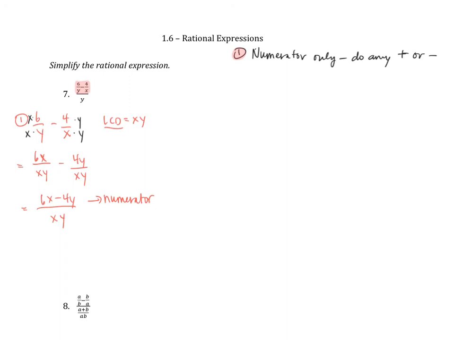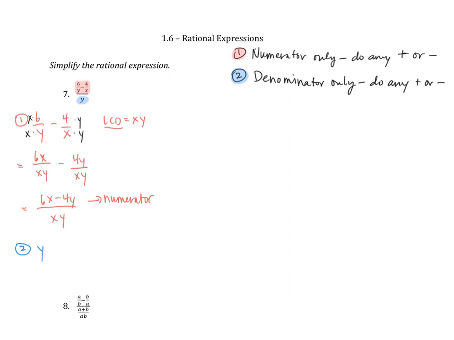Now step 2 is look at your denominator only. Do any addition or subtraction for the denominator. So let's have this be the blue step. Okay, so I'm going to look at the bottom. The bottom, so step 2, the bottom is just y. There is no addition or subtraction to do here. So that step is done.